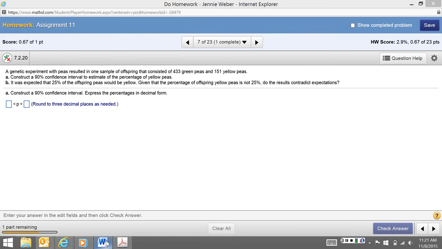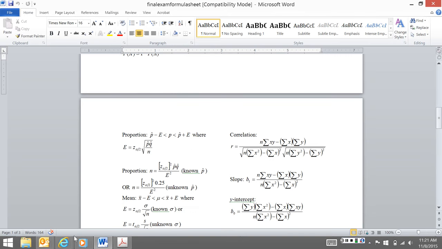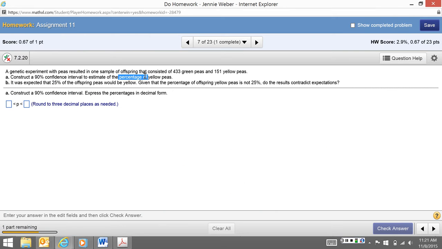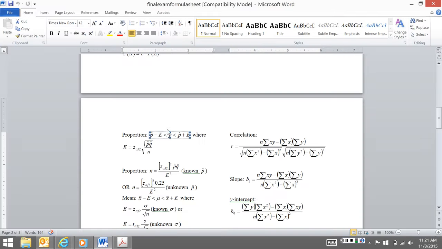So if you look at your formula sheet, and remember this is available for you to download, and I recommend you download it and start working with it so you have notes on it. Right here on the second page is the information you need for proportion. So you can see that this is our true proportion, and we're going to take our sample proportion. The reason we know it's proportion is that our question here is about percentage, proportion, same thing.